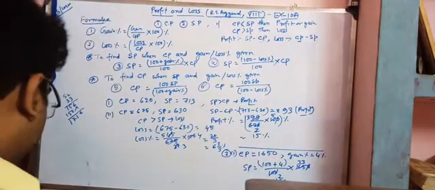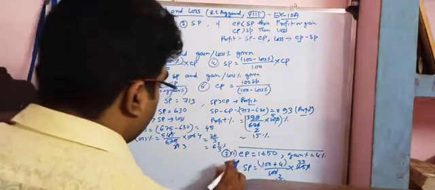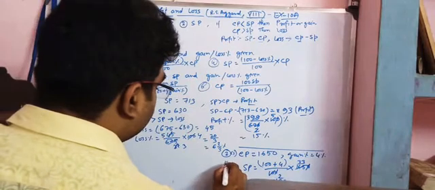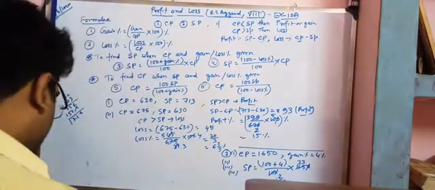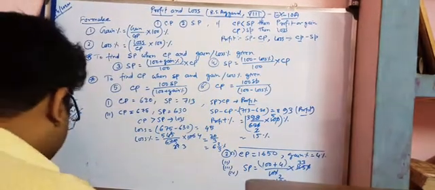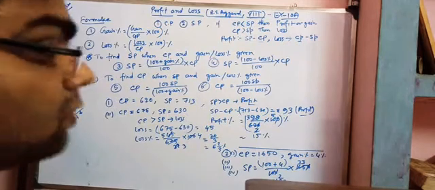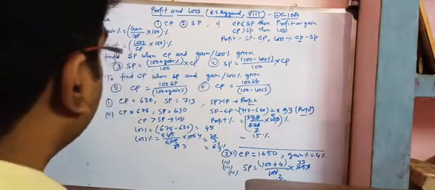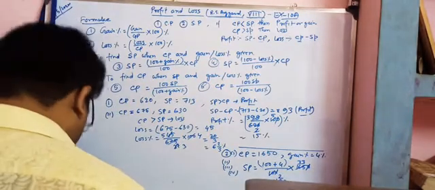Now questions 2, 3, 4 are your homework. I have done the first question. The next questions 2, 3, 4 are your homework. Okay, if you don't do it. Next, find the cost price from question number 3.